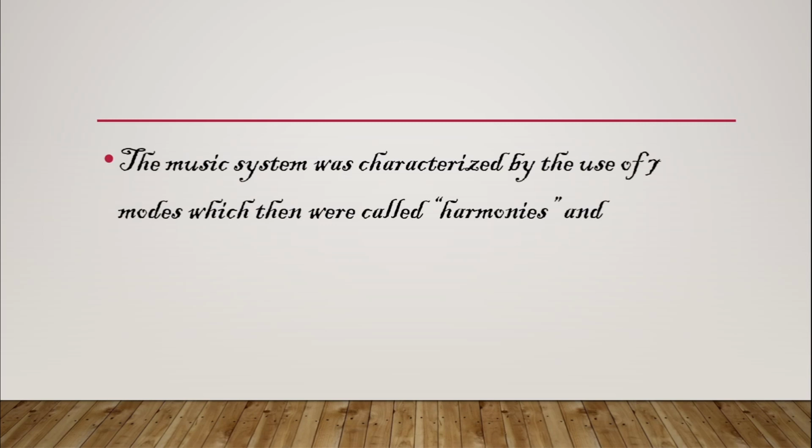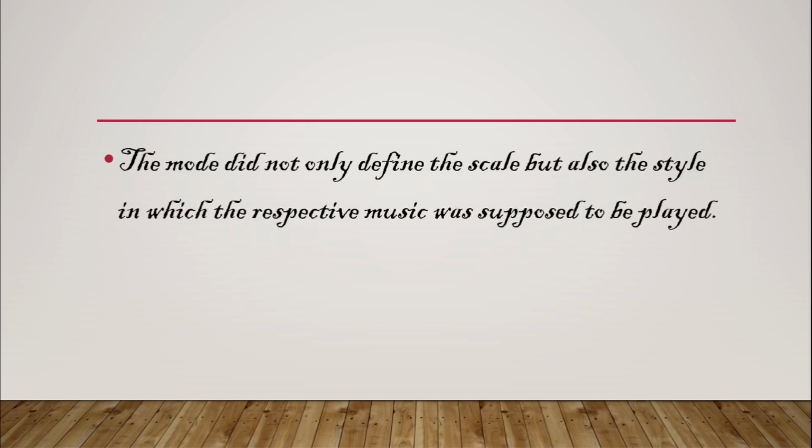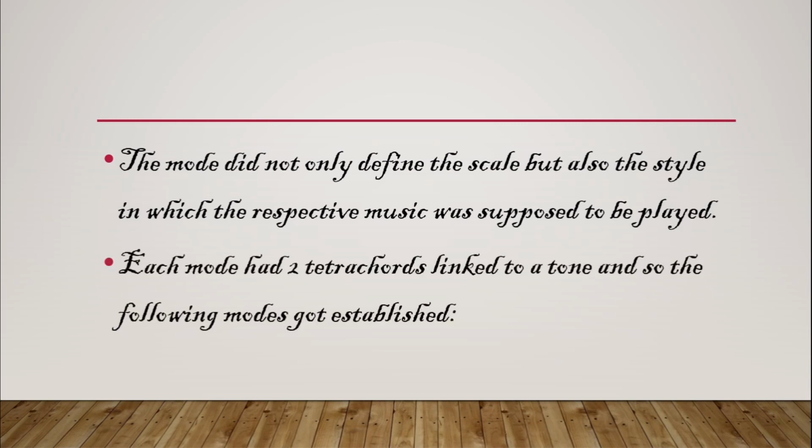Okay, the music system was characterized by the use of 7 modes, which then were called harmonies, and not only by 2 as in our major-minor system that kept prevailing until present. The mode did not only define the scale, but also the style in which the respective music was supposed to be played. So think of Dorian, warlike, and so on. Each mode had 2 tetrachords linked by a tone. So the following modes got established.